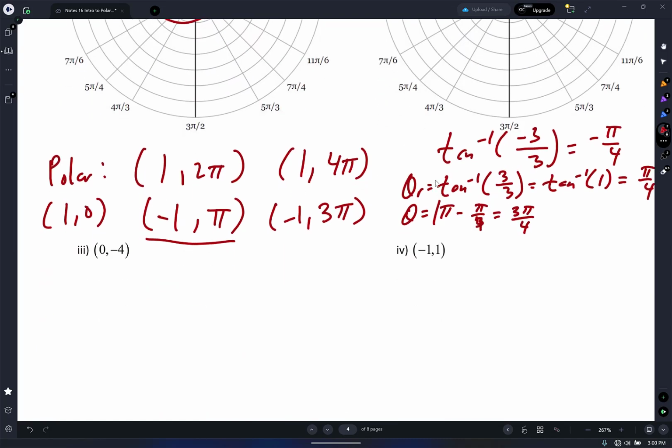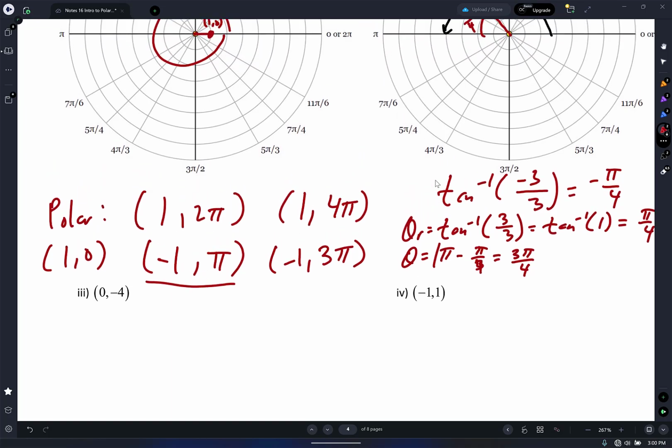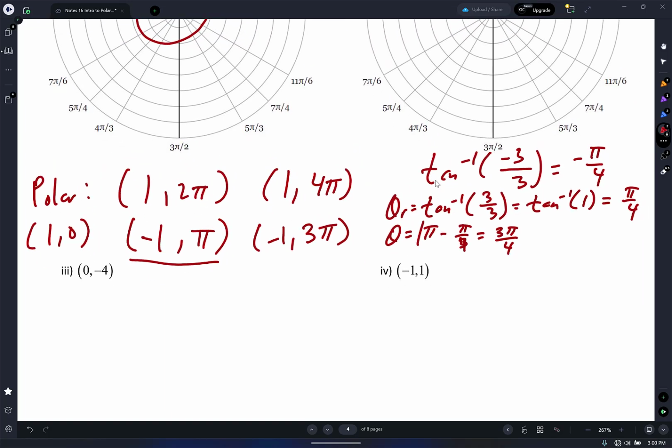Okay. Yes? So we only do the plus 2 pi when it's...? The plus 2 pi, you only do it with sine and cosine, because sine and cosine repeat every 2 pi. Tan repeats every pi. You only use the plus pi if you're in quadrant 2 or in quadrant 3. If you're in quadrant 4, it's going to give you a negative angle. Just add 2 pi to that.